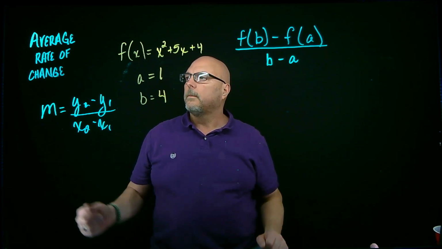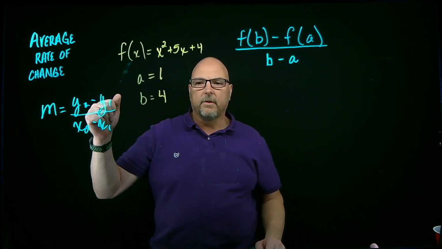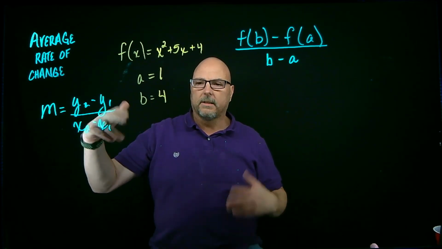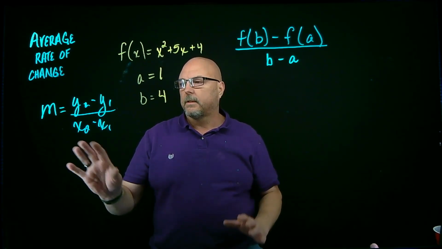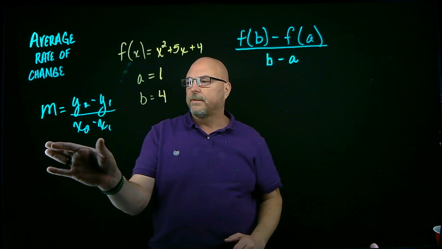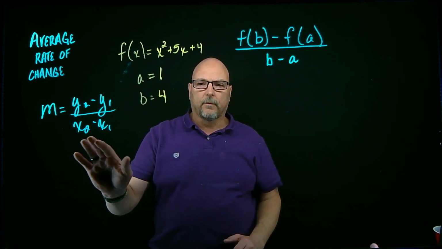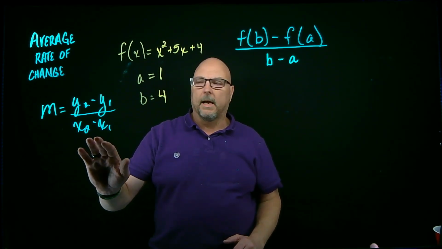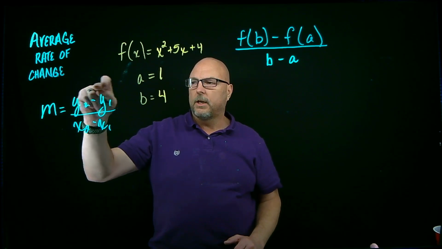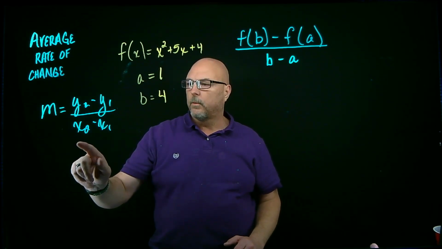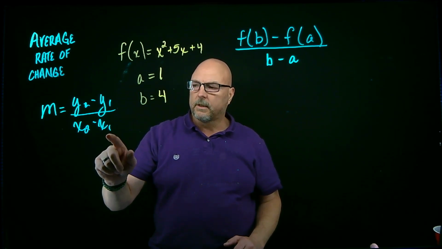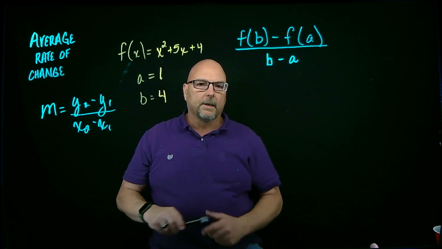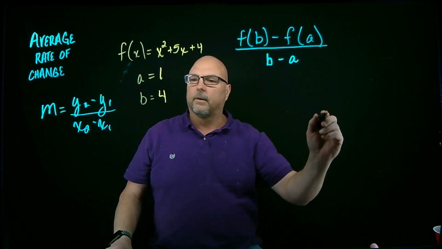All right, so welcome. We're going to be talking about the average rate of change as it applies in our pre-calculus class. So pre-calculus is algebra intensive. So if you remember this formula from your algebra class, the slope is the change in y, which is y sub 2 minus y sub 1, divided by the change in x, which is x sub 2 minus x sub 1.